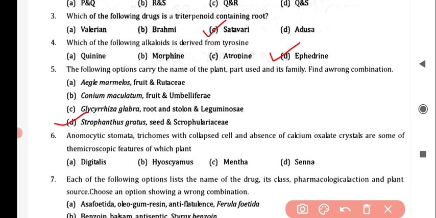Next question is, anomocytic stomata, trichomes with collapsed cell and absence of calcium oxalate crystals are some of the microscopic features of which plant? And the correct answer is option A, digitalis.